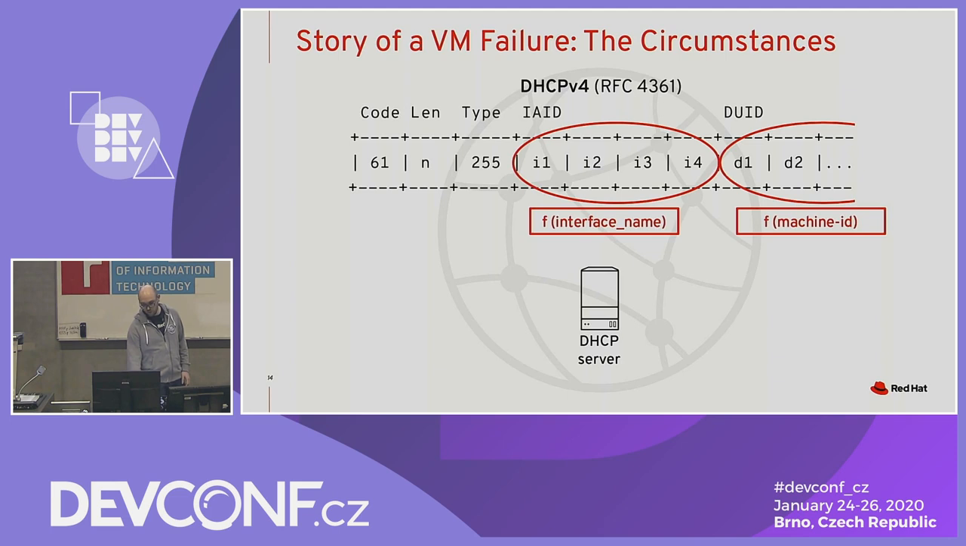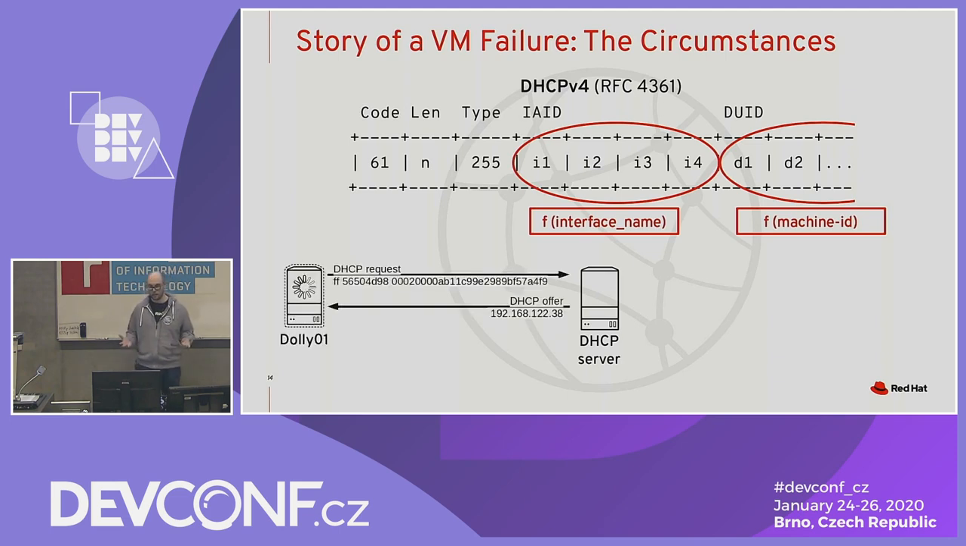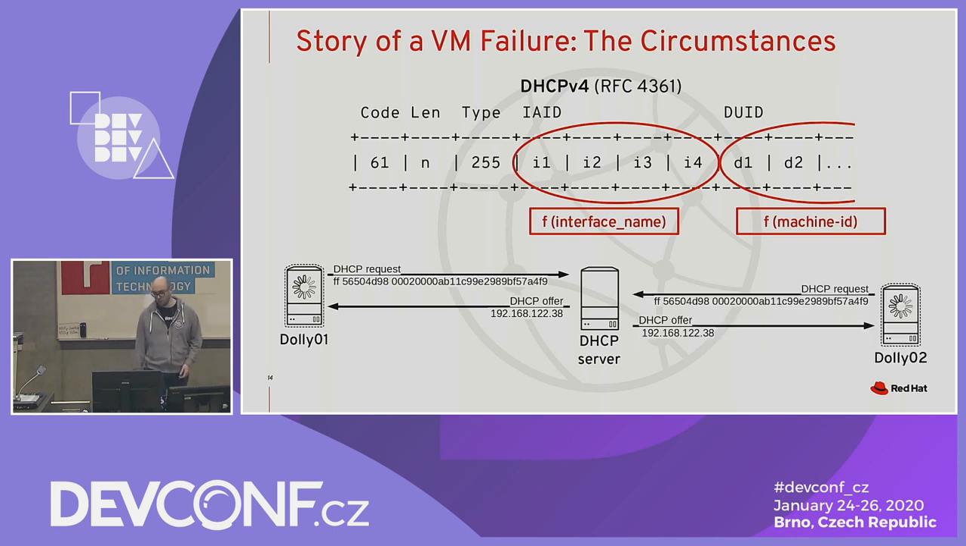So the result will be that when the first virtual machine starts, it will send a DHCP client ID constructed like we have just seen. The server will reply offering an IP address, in this case, the .381. When a clone starts, it will send the same DHCP client ID, and the DHCP server will be fooled, thinking it's the same machine, and will reply with the same IP address. So you will end up having, on the same network, two virtual machines with the same IP address.